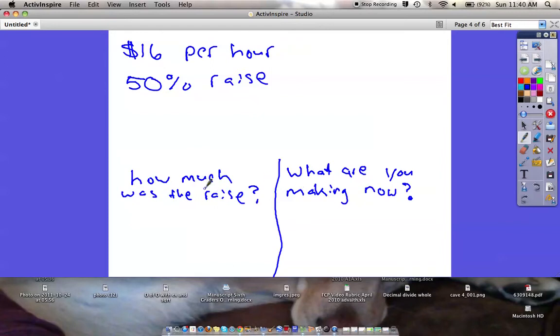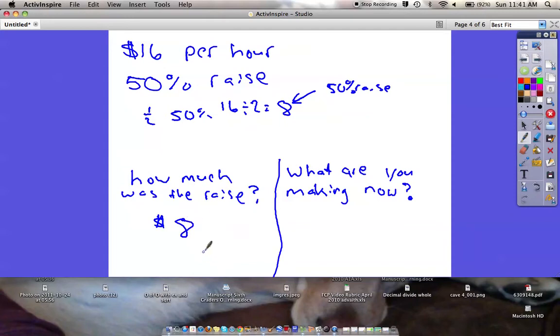First, I want to know how much the raise is. Then I want to know what you're making now. So to do this, we need to start by thinking up what 50% is. Okay, 50% of 16. So in order to do that, I'm going to think, well, 50% is a common one we know, which is going to be a half. So if I do 16 and I divide it by 2, that would find me 50%. That's going to be 8. So right here, and it's always good to label these, this right here is your 50% raise. So to answer the question, how much was the raise? Well, the raise is $8 an hour.